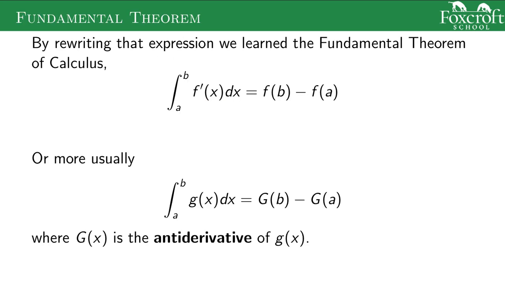We learned the fundamental theorem of calculus that if we want to find the exact area, we undo the derivative process and plug in the bounds. But that's not generally the way we see it. We see that we undo the derivative process by getting an antiderivative. So we undo the derivative process, get an antiderivative, and then we plug in the bounds.